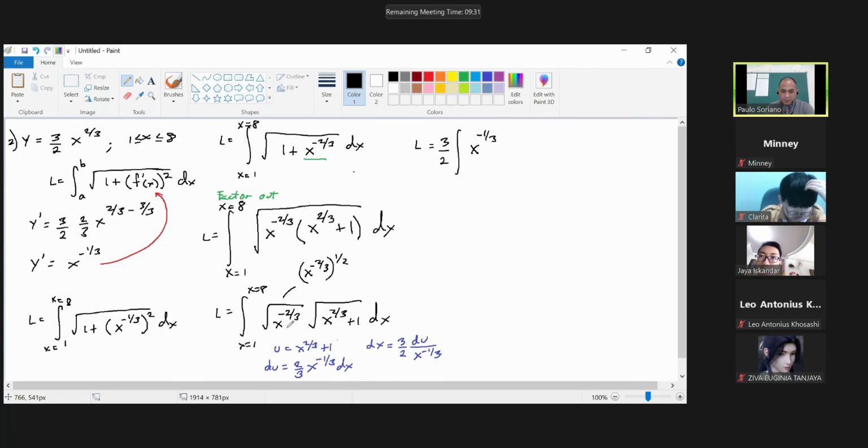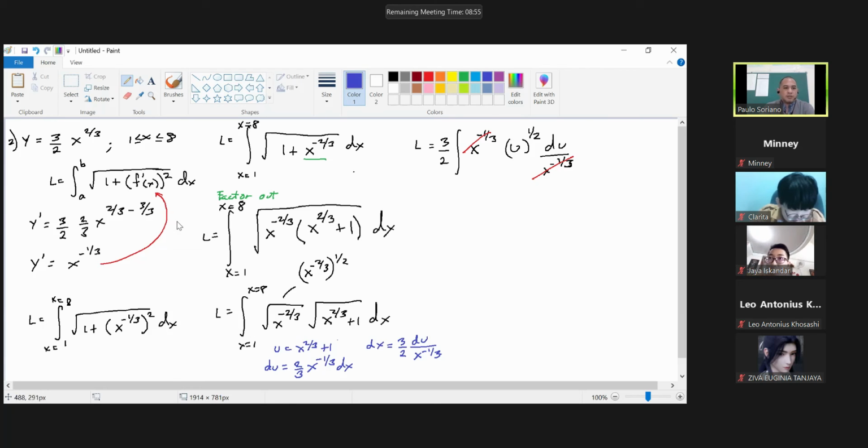And then u, this one now becomes u raised to 1/2. And then our du is over x raised to negative 1/3. So basically, it cancels out. Okay, that's the reason why we need to simplify that. Okay, so everything now is in u. I forgot our limits.